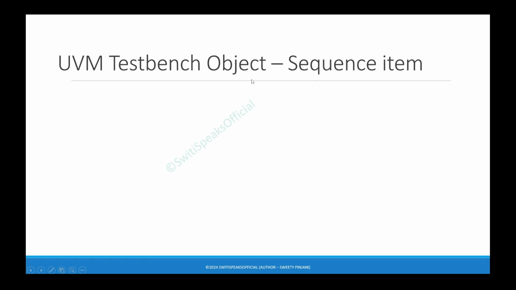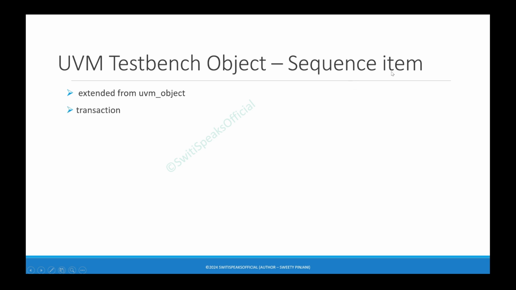Now, in the UVM test bench, there is also an object. This is not a UVM component. It is an object. It is derived from UVM object. It is extended from UVM object. It is not extended from UVM component. So in your UVM test bench, there is a UVM sequence item class which is extended from UVM object. Remember this, it's a UVM object, not a component.